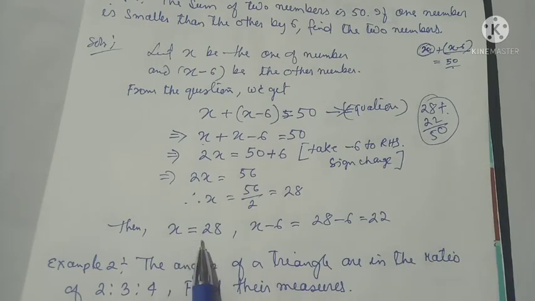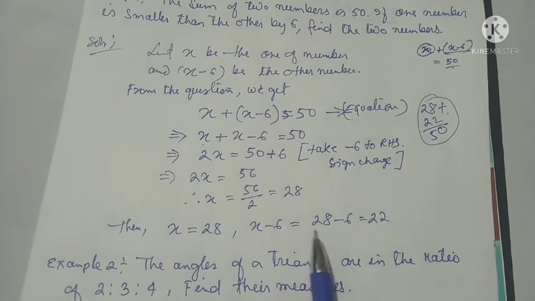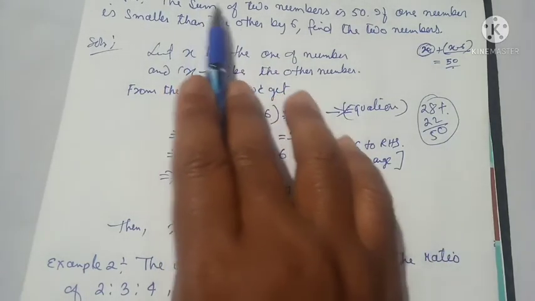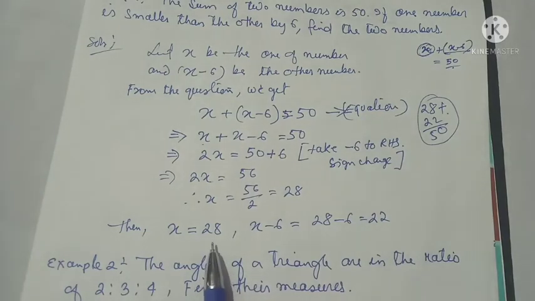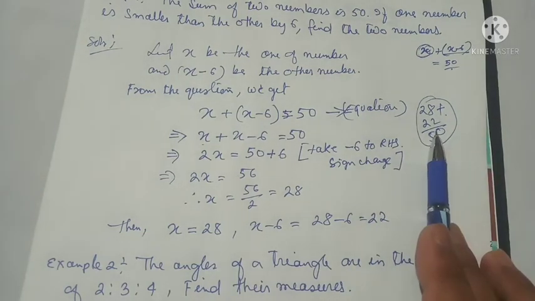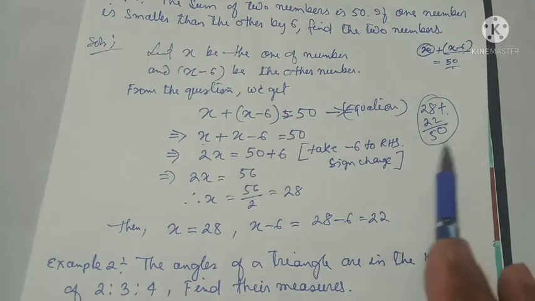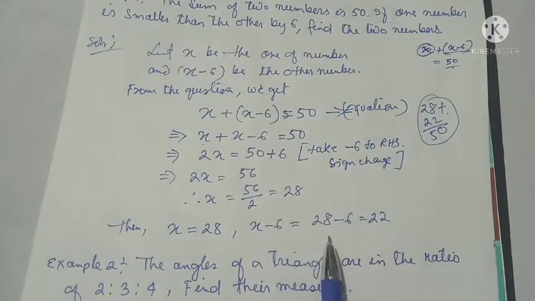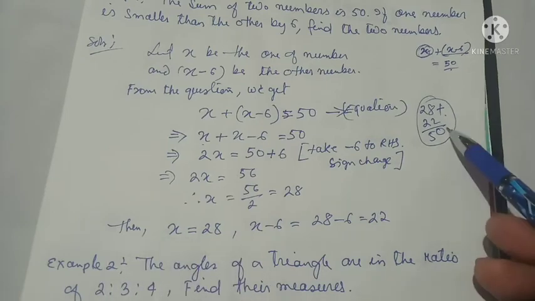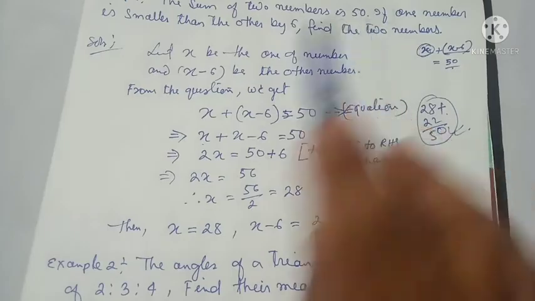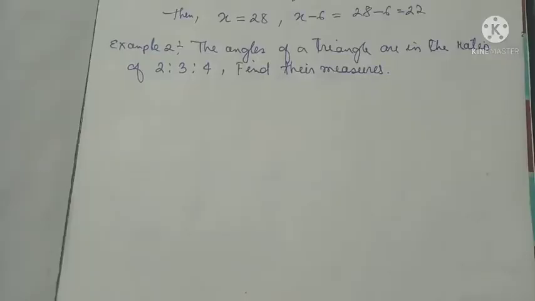One of the numbers is x, the value of x is 28, and the other number is x minus 6. X minus 6, x is 28. If you subtract 6, your answer is 22. Then the sum of the two numbers is 50: if you add 28 plus 22, your answer is 50. Then your answer is correct. According to this question, we have concluded that our answer is correct because we got the sum of the two numbers 50. Understand? This is the second example.